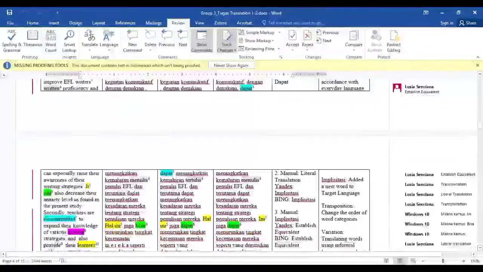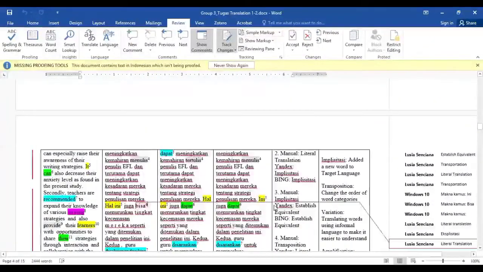So methods of number 3 is manual translator using implicitasi. Implicitasi is add a new word to target language. In the Yandex and Bing translator using established equivalent. This is patent word translation or in accordance with everyday.